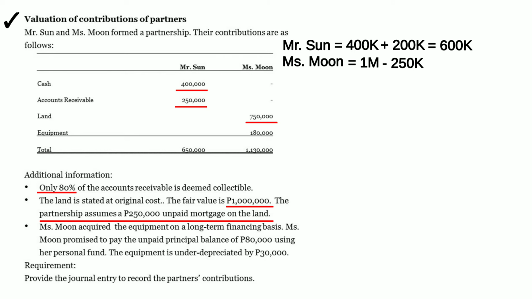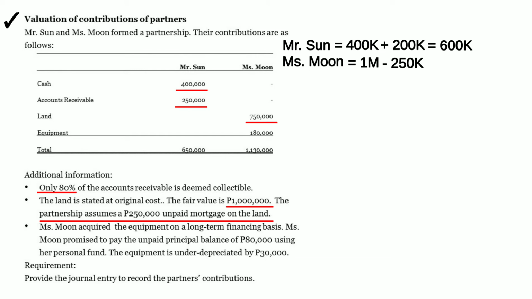Take note, kahit merong unpaid mortgage na 250,000 pesos, kung hindi yan inassume ng partnership, huwag nyong ibabawas. Sir, what if silent yung problem? Kapag silent yung problem, assume na hindi siya inassume ng partnership. That means ignore.